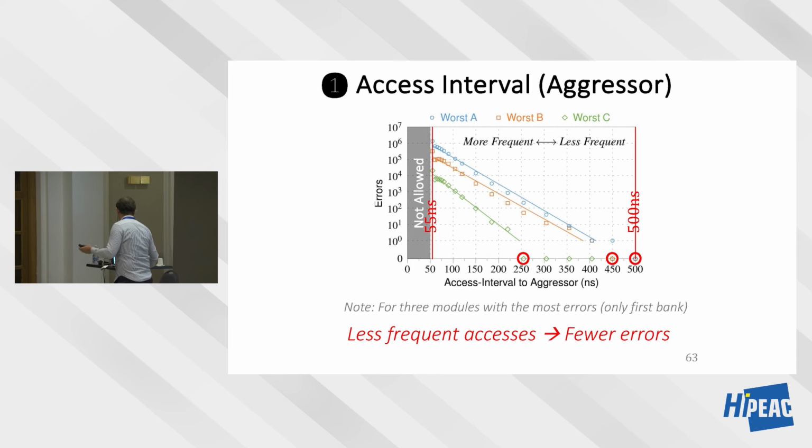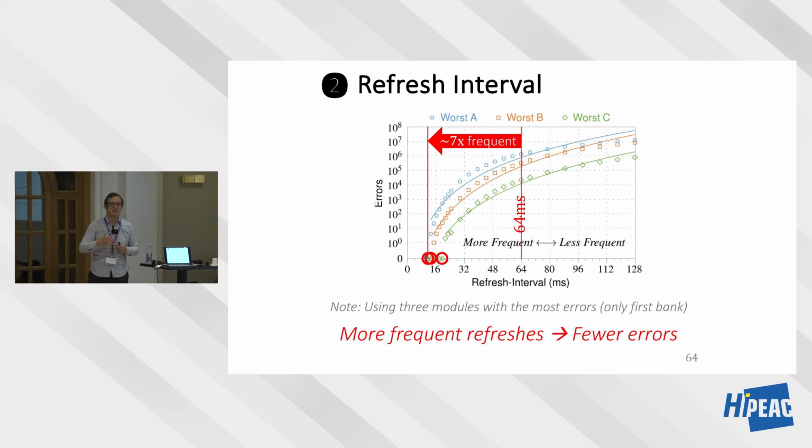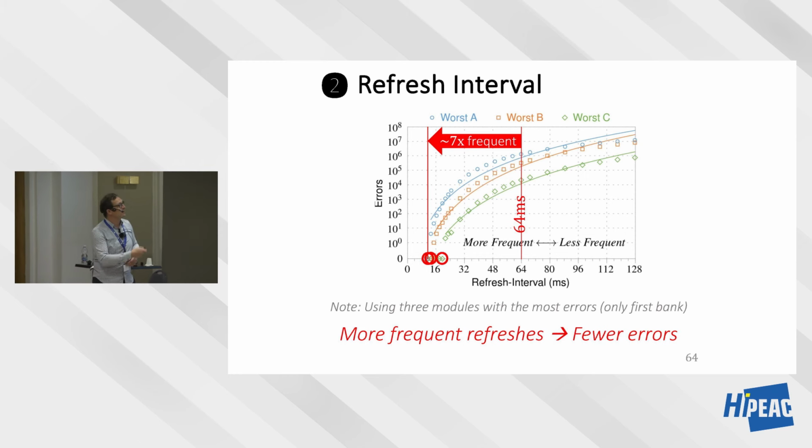Okay, so the most interesting or the most practical lever is the refresh interval. Because this is something you can change in existing memory controllers. And this is what we studied. Basically, as you increase the refresh interval, the problem should get worse because you're having less frequent refreshes.